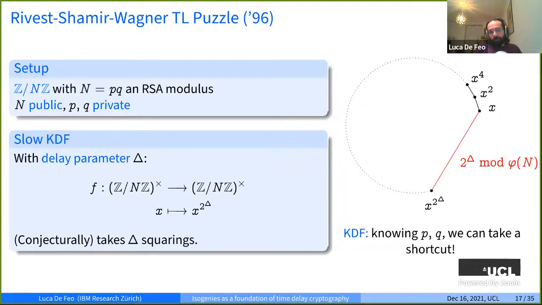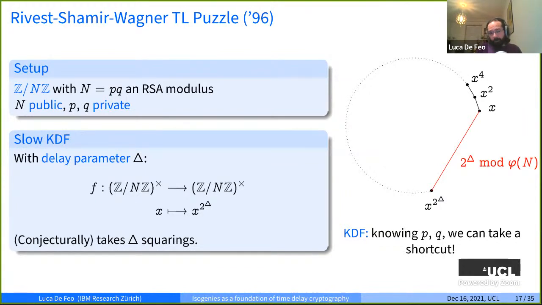But of course, if you know the order of this multiplicative group, then you can find a shortcut. Because x to the power 2 to the power delta is the same thing as x to the power 2 to the power delta modulo the order of the group, which is Euler's function phi of n. So of course, if you know the trapdoor, if you know the factorization of n, then you can compute phi of n, and you can take this shortcut. And this is the fast key derivation function. You just compute 2 to the power delta modulo phi of n, and then you compute x to this exponent. This is going to take a logarithmic number of steps in n.